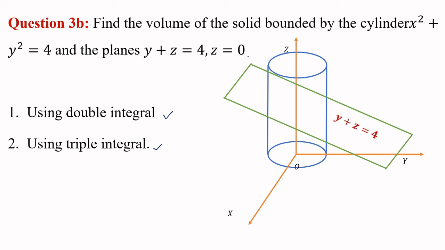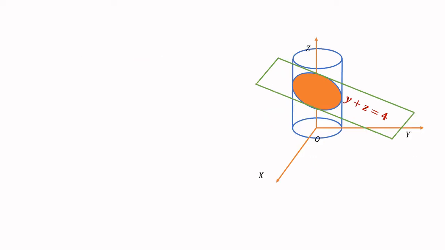So z is equal to 0, and that plate will be here. It looks like the plate will be across that cylinder in such a way, so this kind of figure is what we will get here. So we have to integrate, and this area, this circle, will be what? In the xy plane, x square plus y square is equal to 4 that we have.